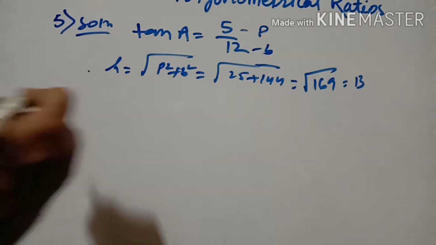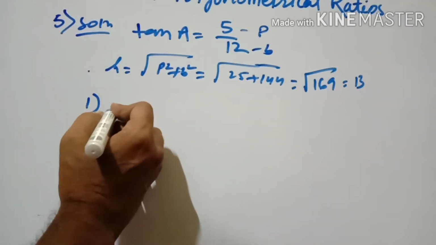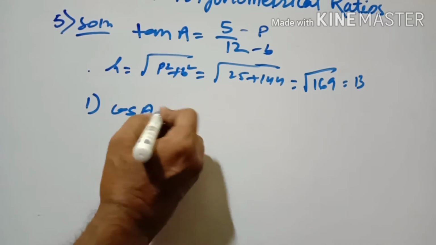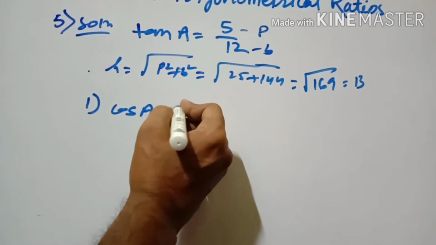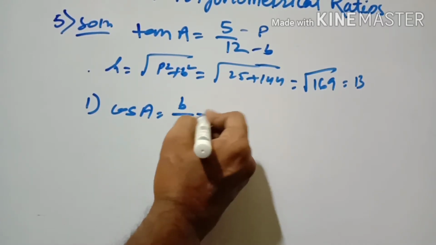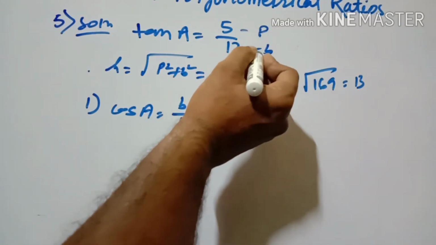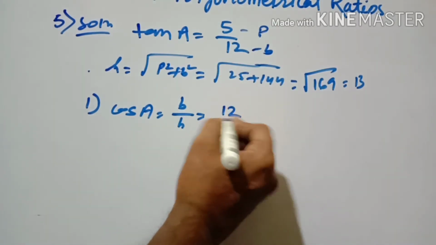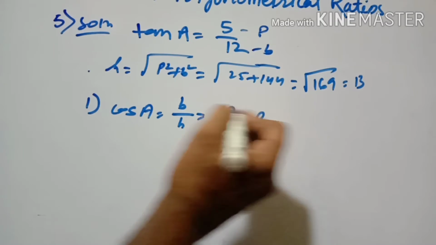Now number 1, we have to find out cos A. Cos A equals base by hypotenuse. Our base is 12 and hypotenuse is 13. This is your first answer.